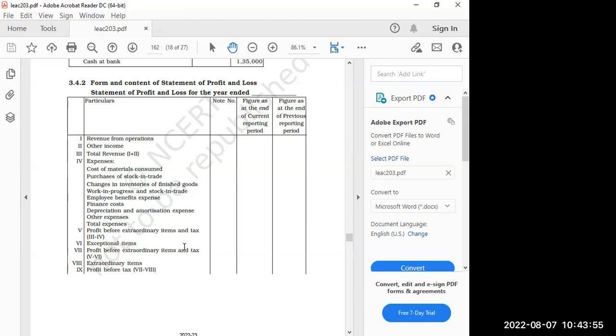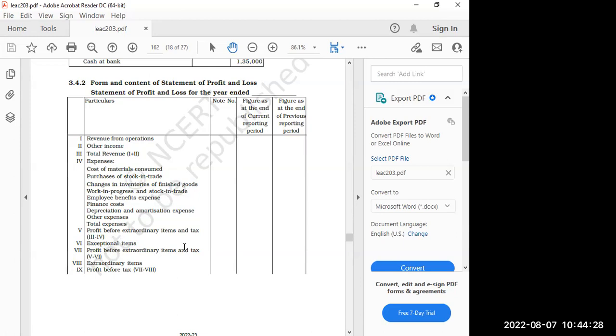Change in inventories of finished goods, work in progress, and stock in trade. This will be only for manufacturing companies. What do you mean by change in inventory? Opening stock minus closing stock is called change in inventory. What you have to take is very clearly given here: opening stock of finished goods, opening stock of work in progress, plus opening stock of stock in trade, minus closing stock of these 3.